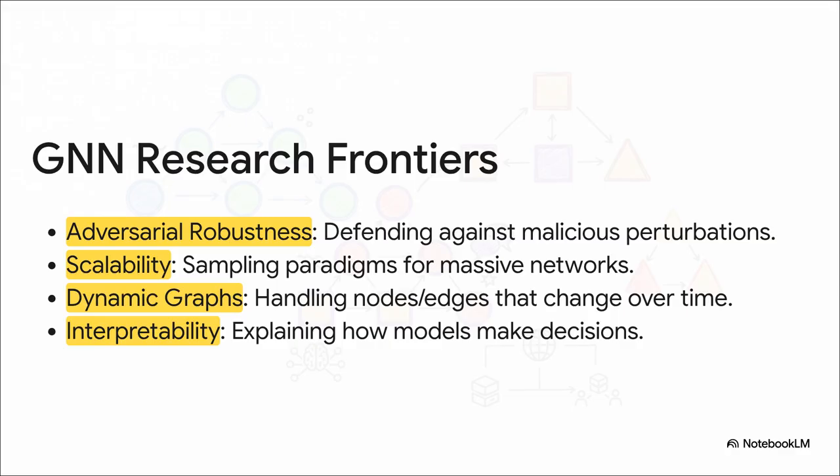Take adversarial robustness, for instance. They're figuring out how to defend models against malicious perturbations that are specifically designed to trick the AI. Or scalability. They are inventing new ways to smartly sample nodes and layers so we can process massive networks without totally crashing our computers. They're also tackling dynamic graphs, which involves handling nodes and edges that constantly change over time. And of course, interpretability, which is the absolutely crucial task of explaining exactly how these highly complex black box models are actually making their decisions.